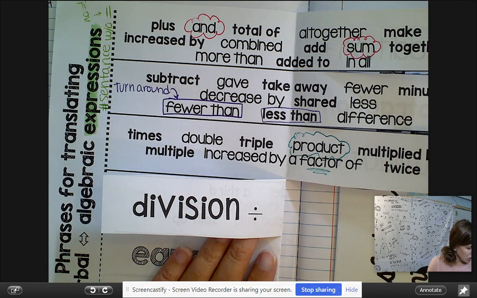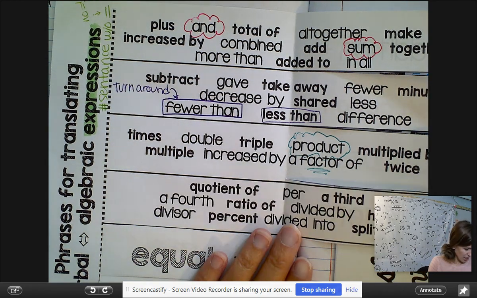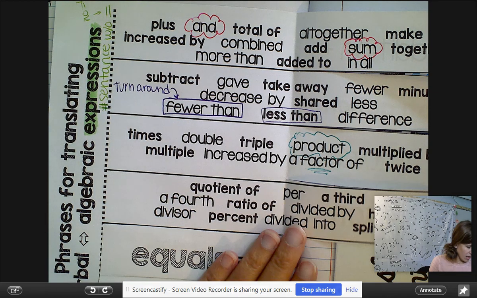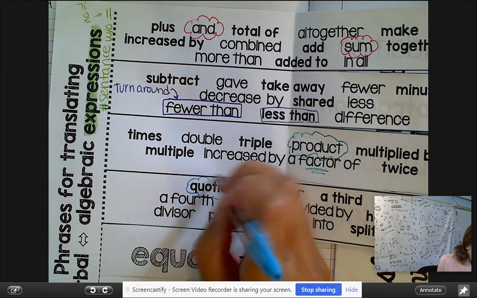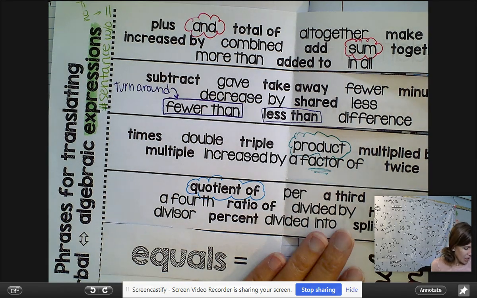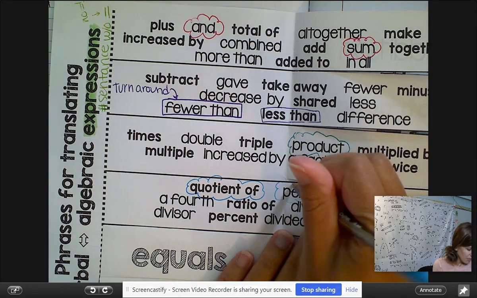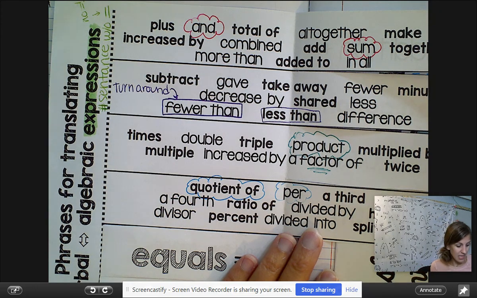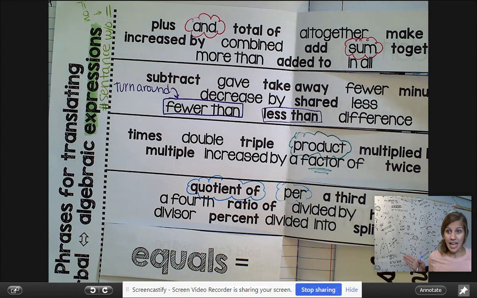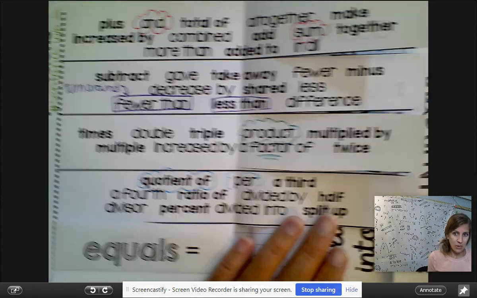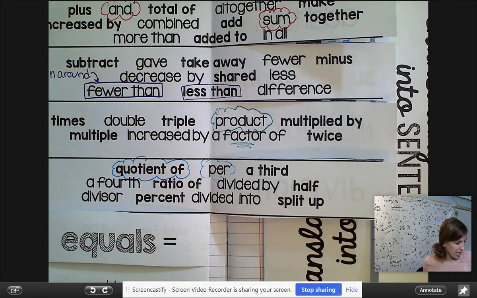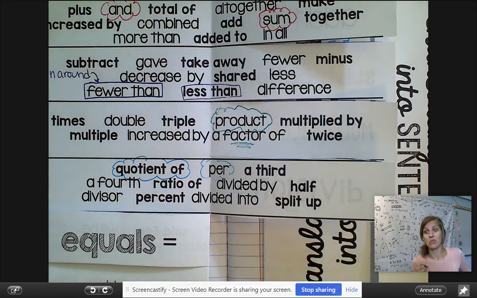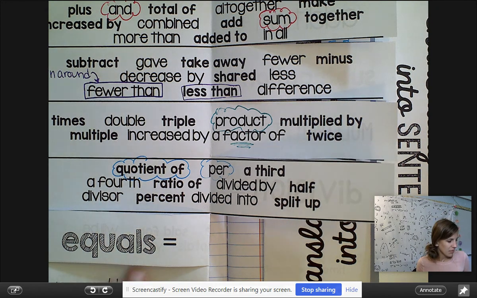Some really good division words are quotient. That's one I feel like we forget a lot. Quotient. Per. But then I feel like divided by, that's pretty obvious. But to split something in half, or to split a third, or to split up, those are all really good divide words. Split up. Percent, we're going to talk about those soon. And ratios, we're going to talk about those soon. Those are both divide words for the most part.